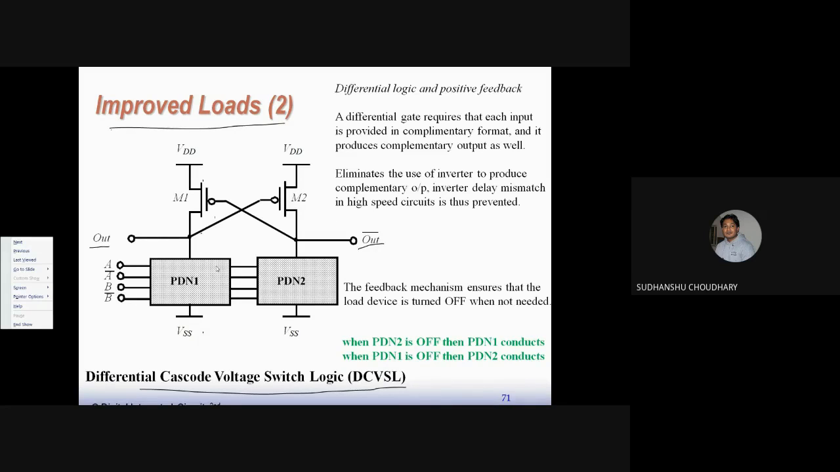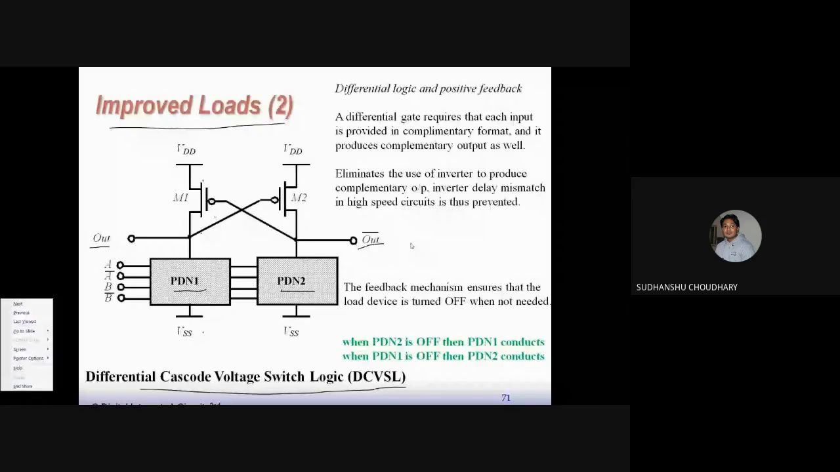Either pull down network one will be on or pull down network two will be on at a time. These two pull down networks are mutually exclusive. That is, when pull down network one is on, pull down network two will be off. Similarly, when pull down network two is on, pull down network one will be off. Similarly, M1 and M2 are also mutually exclusive. They do not get on at the same time. If M1 is on, M2 will be off. If M2 is on, then M1 will be off. Because of this, there is no static power dissipation. That is, you do not have any direct path between VDD and ground. So static power dissipation can be reduced or minimized.